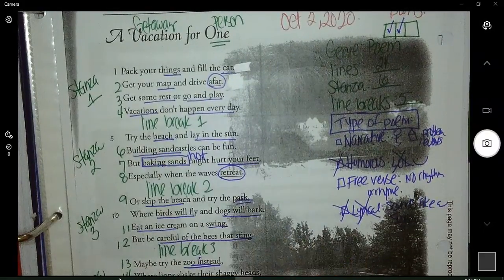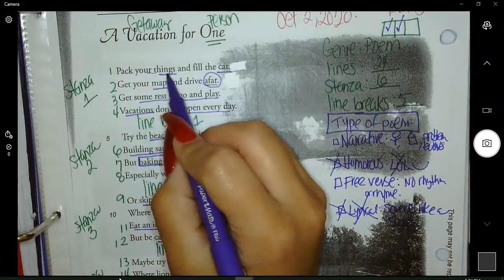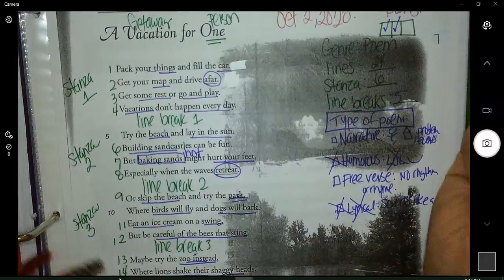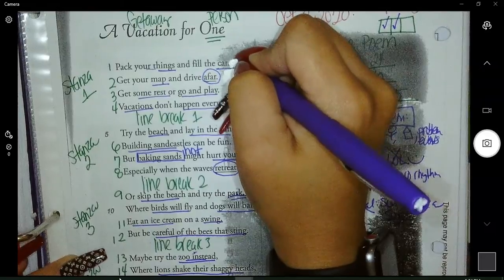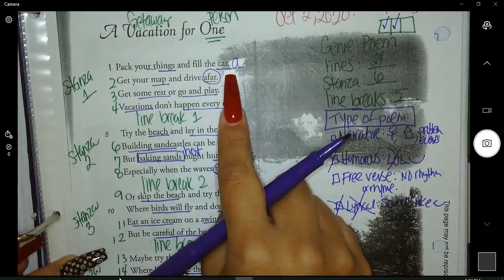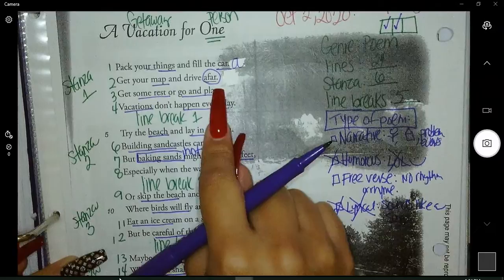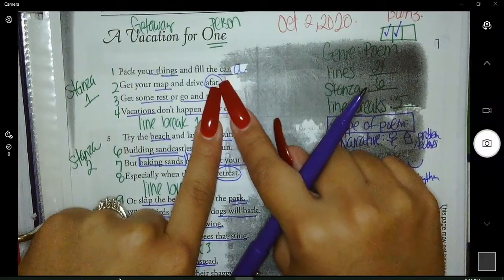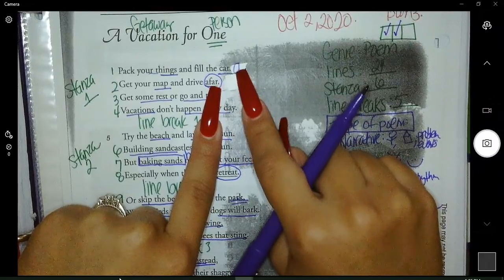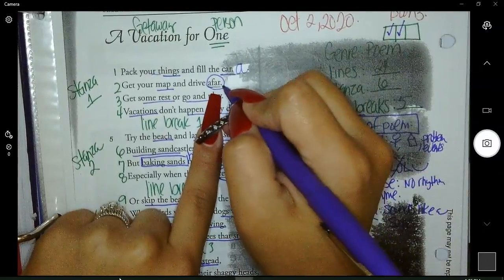So let's go ahead and start again. Stanza 1. Pack your things and fill the car. So I can see a car in my head. And I know rhyme scheme. I'm going to start with the letter A. Get your map and drive afar. Remember, for rhyme scheme, I get the last word and I compare it to see if it rhymes with the line prior. Afar and car.